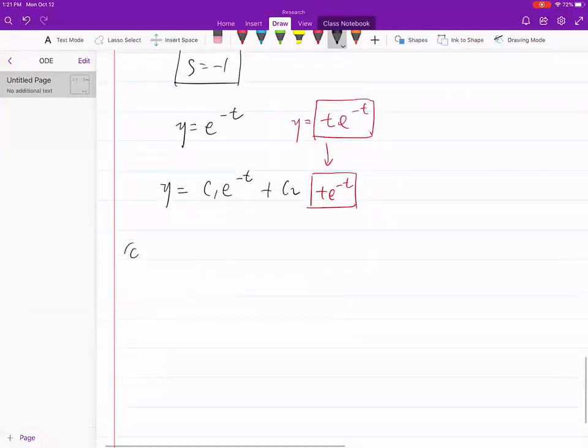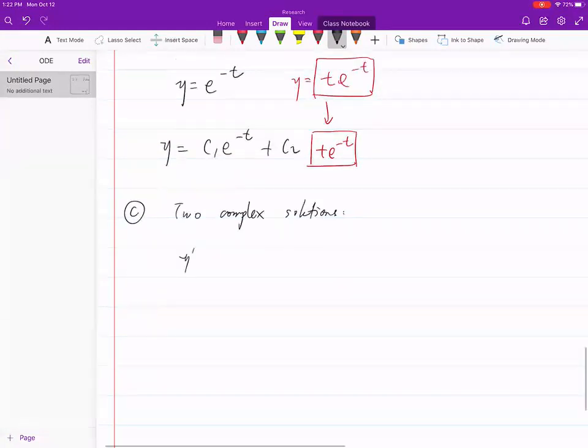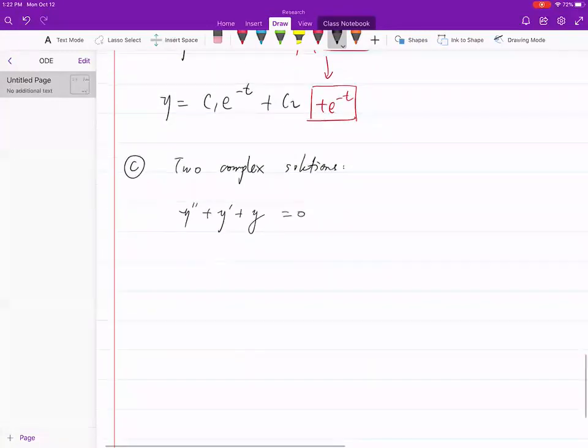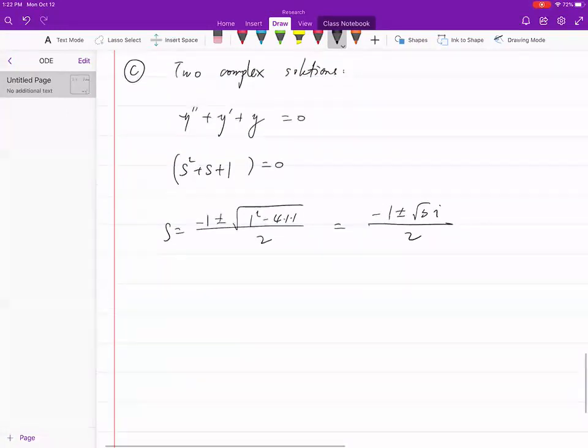All right. We still have the third case. What's the third case? The third case is you don't have a real solution. That is when b squared minus 4ac is less than 0. So when you take the square root, you definitely have i. That's when you have two complex solutions. For example, y prime prime plus y prime plus y equals 0, so s squared plus s plus 1 equals 0. You have to have an i there. That means for some special p and q, you may have complex solutions.